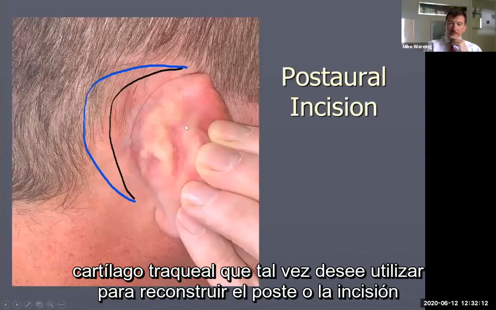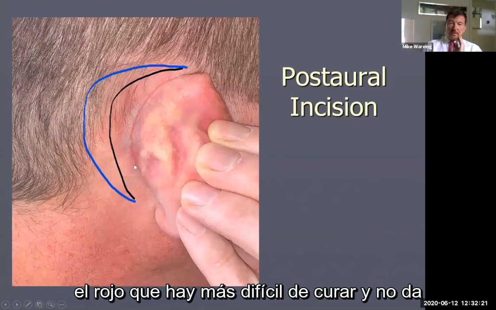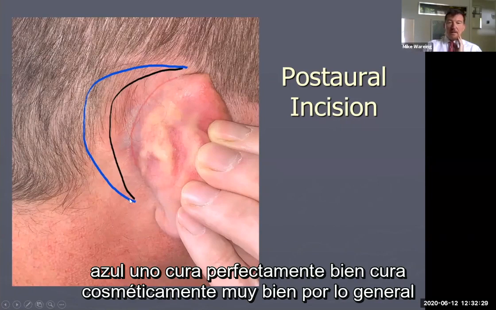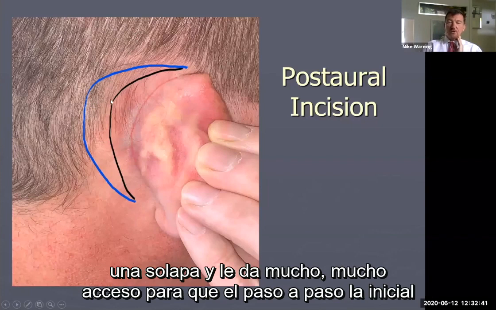Post-oral incision, this is a picture that we showed last time with the labyrinthoplasty. Don't do the red one. That one there is more difficult to heal up and doesn't give you as much access. And if you're going to do a post-oral incision, that or even the blue one heals up perfectly fine. It heals up cosmetically very well. Usually it is in the hairline if you've got some hair, and is easy to sew up because it's on a flat bit and gives you lots and lots of access.